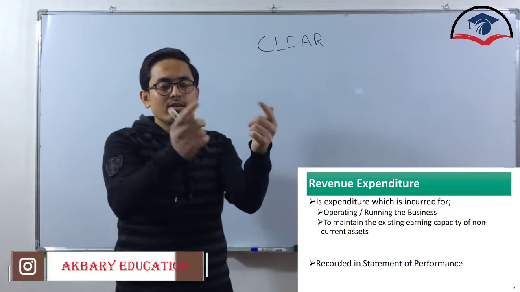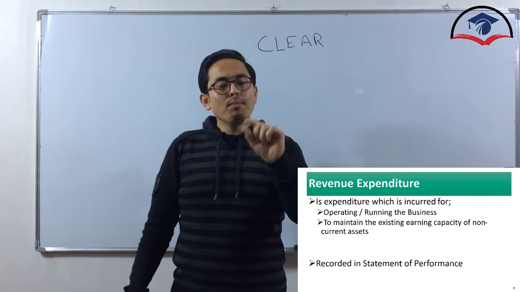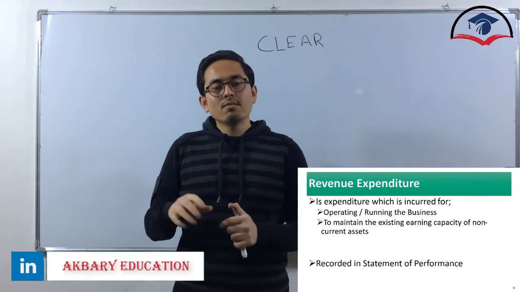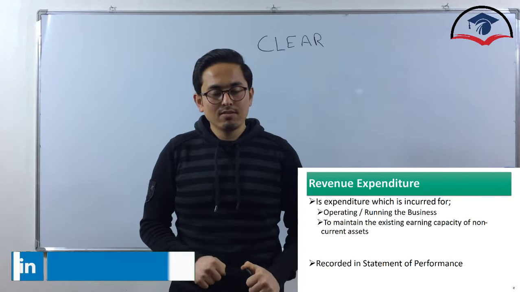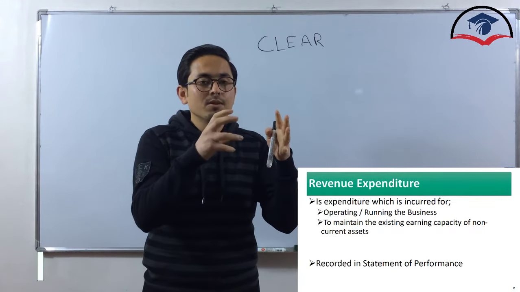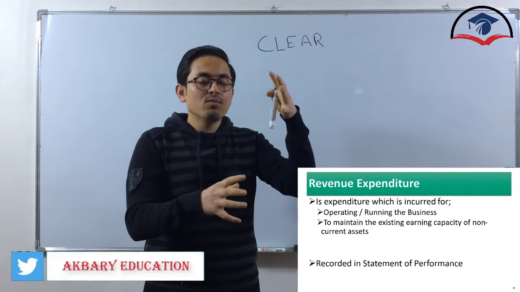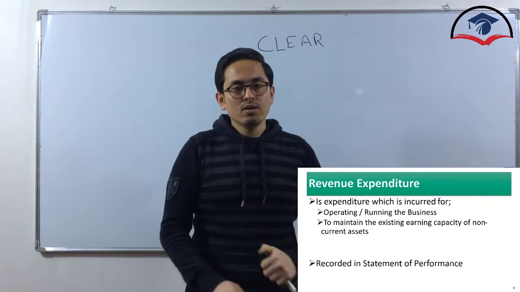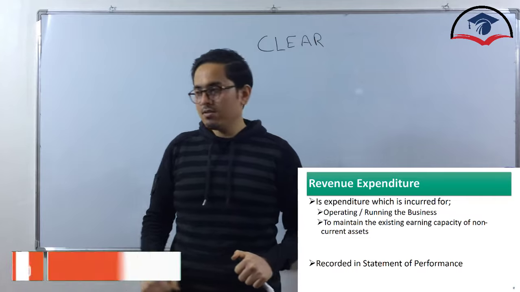That's why it's called revenue expenditure. A point to remember: revenue expenditure will come to the statement of performance of the business. So it will be recorded as a temporary expenditure of the year, and it will be offset against the revenue, and it will end up in the profit or loss of the business.